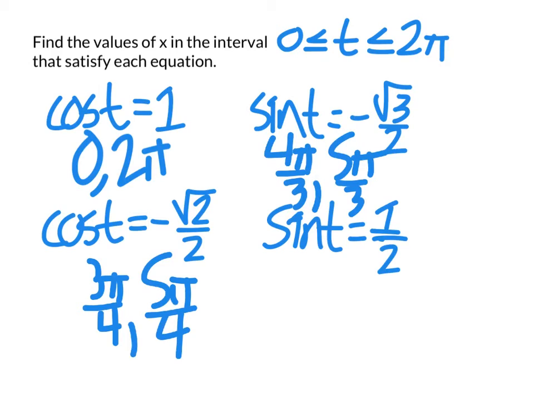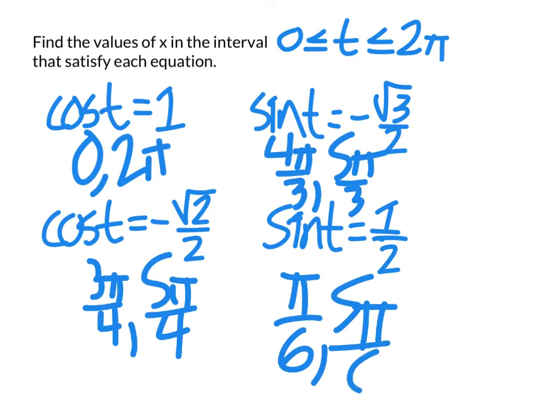And then finally, sine of t equals 1/2. We know that it's positive, and if sine is positive, the y-coordinate is positive, so this has to be in the first or the second quadrant. We know that sine is only equal to 1/2 when the angle t has a reference angle of pi over 6. Thus, if it's a reference angle of pi over 6 in the first or second quadrant, t has to equal pi over 6 or 5 pi over 6.